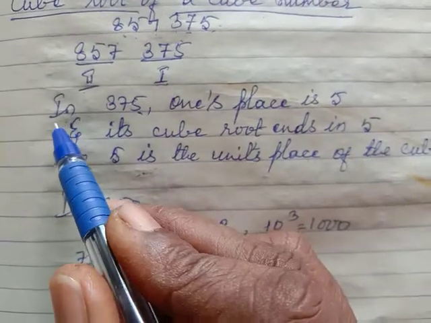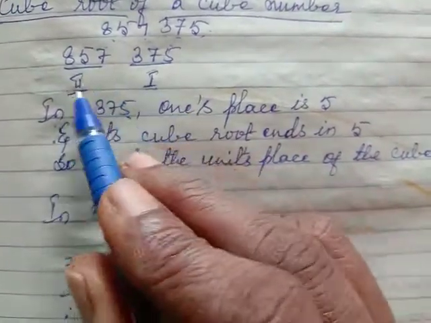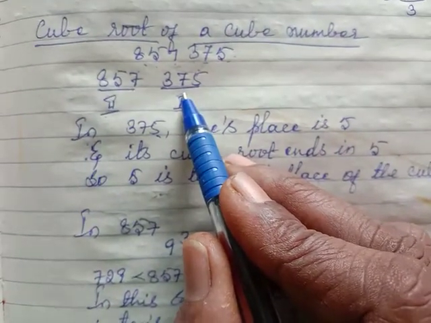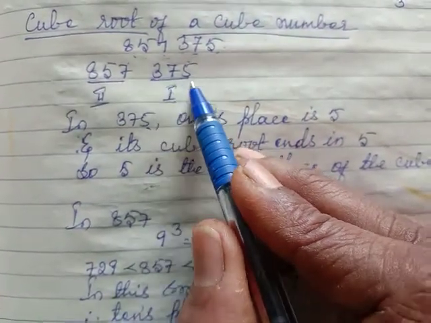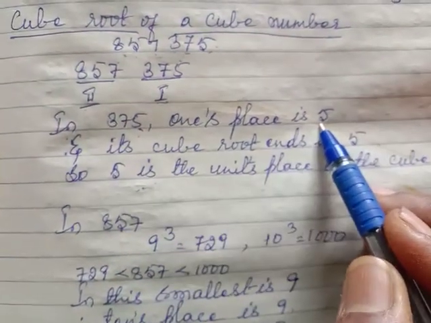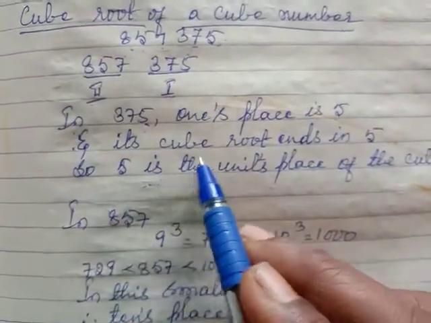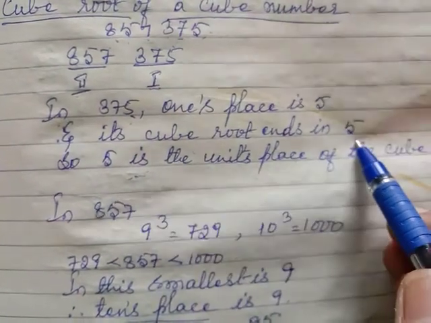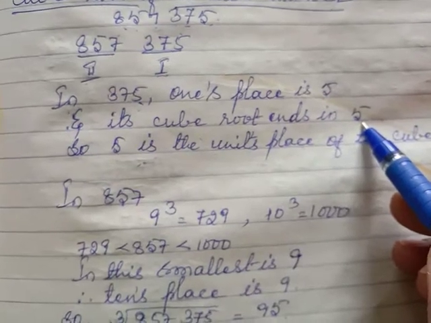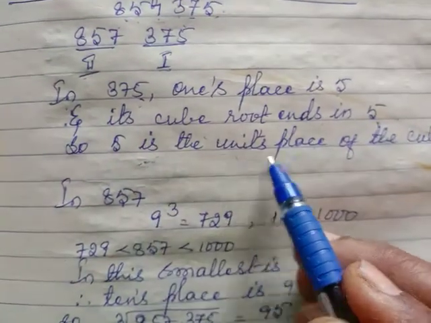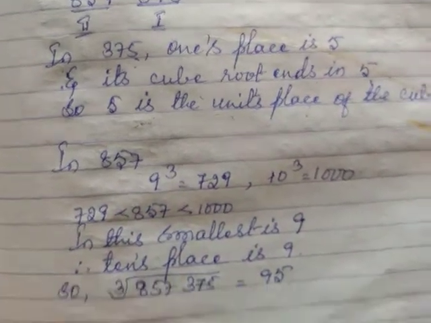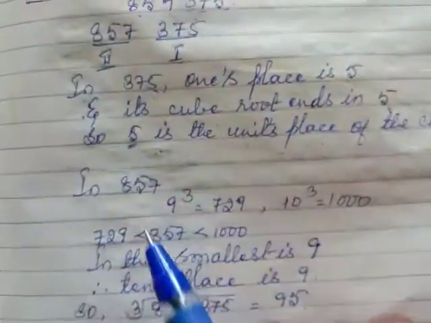Now let us see. I have made groups here, first group, second group. Let us guess the cube root of 375. In 375, the ones place is how much? 5. And its cube root ends in 5. Always you can see the cube root of a number ending in 5 always ends in 5. So 5 becomes the units place of the cube root.